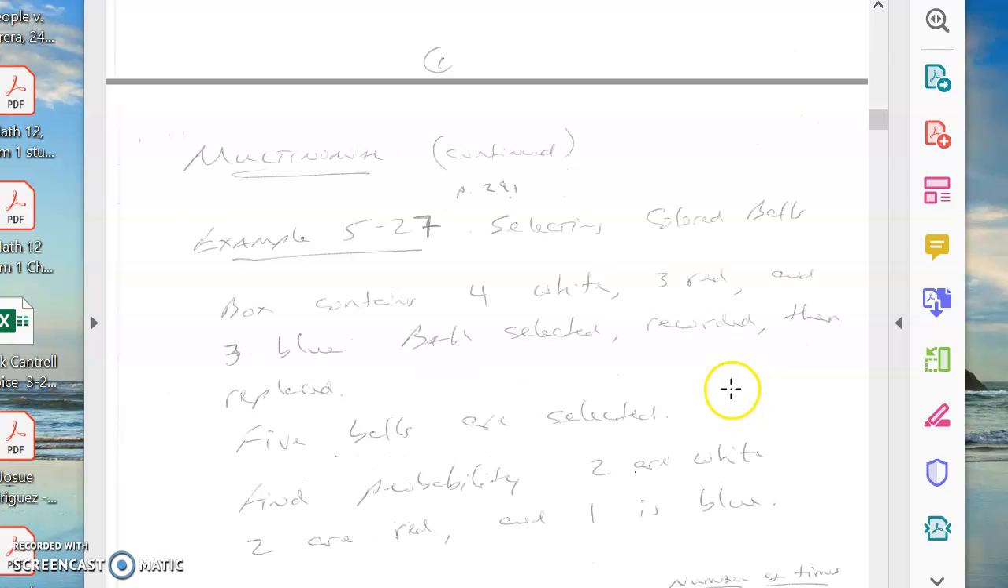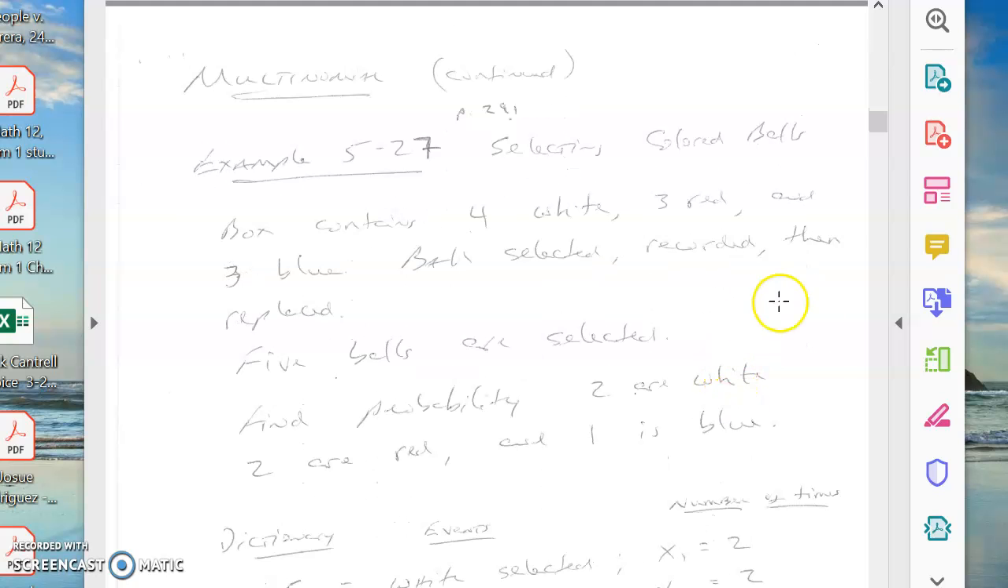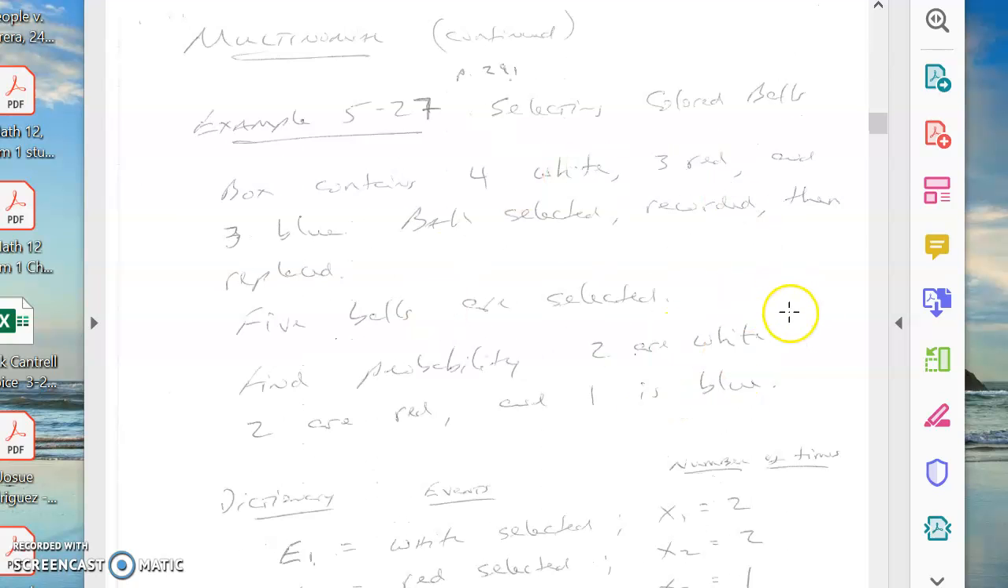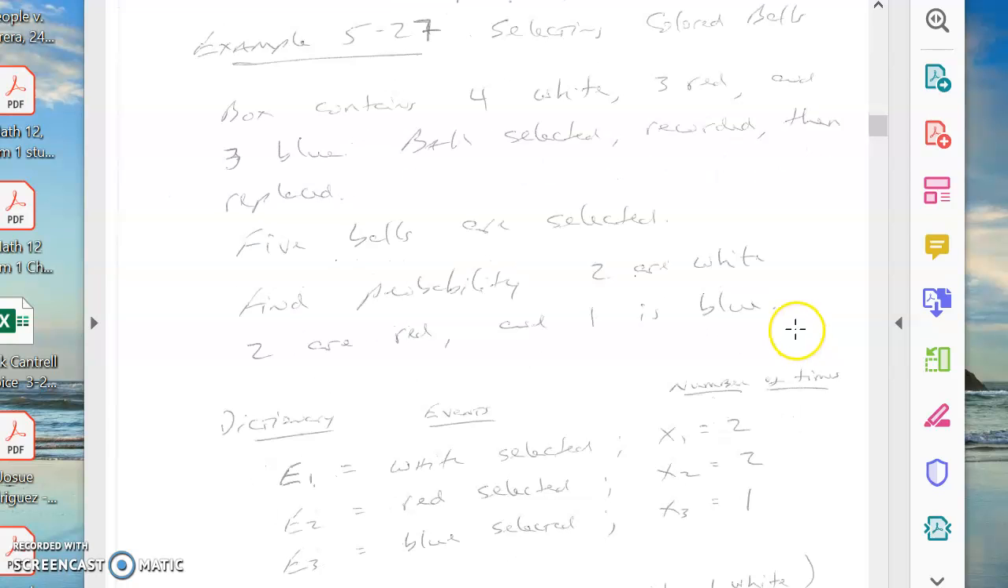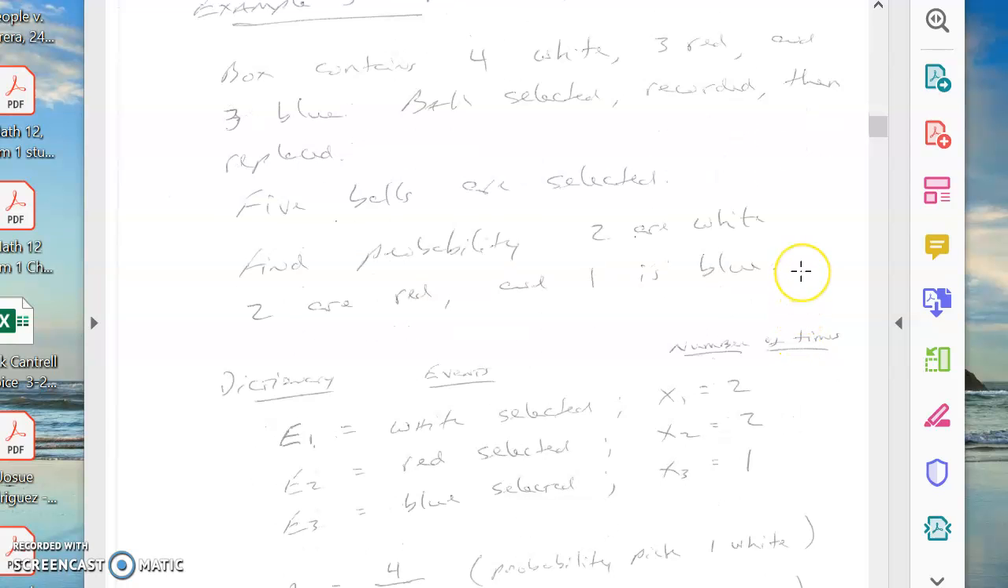Okay, so here we go. Example 5.27. We're selecting the colored balls. The box contains blah, blah, blah. I'll let you read that. 5 balls are selected. Find the probability. Now, this is the key thing. It's find the probability that out of those five that you picked, 2 of them are white, 2 of them are red, and 1 is blue. Okay, what is the probability of getting that exact outcome, so to speak?